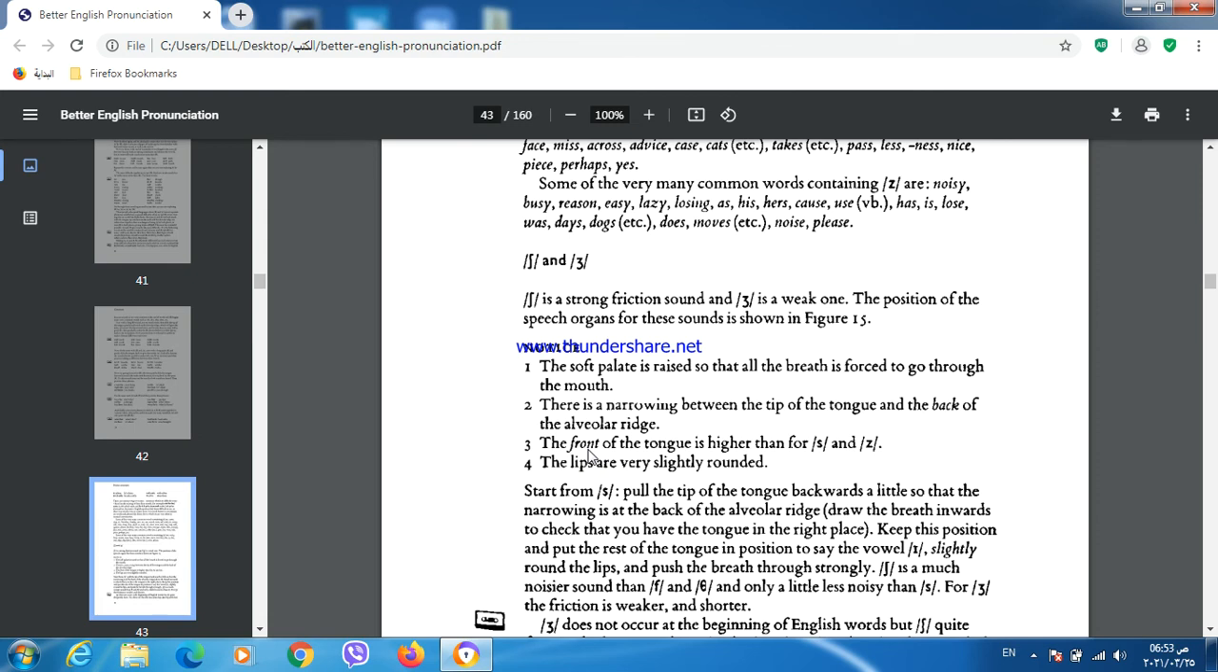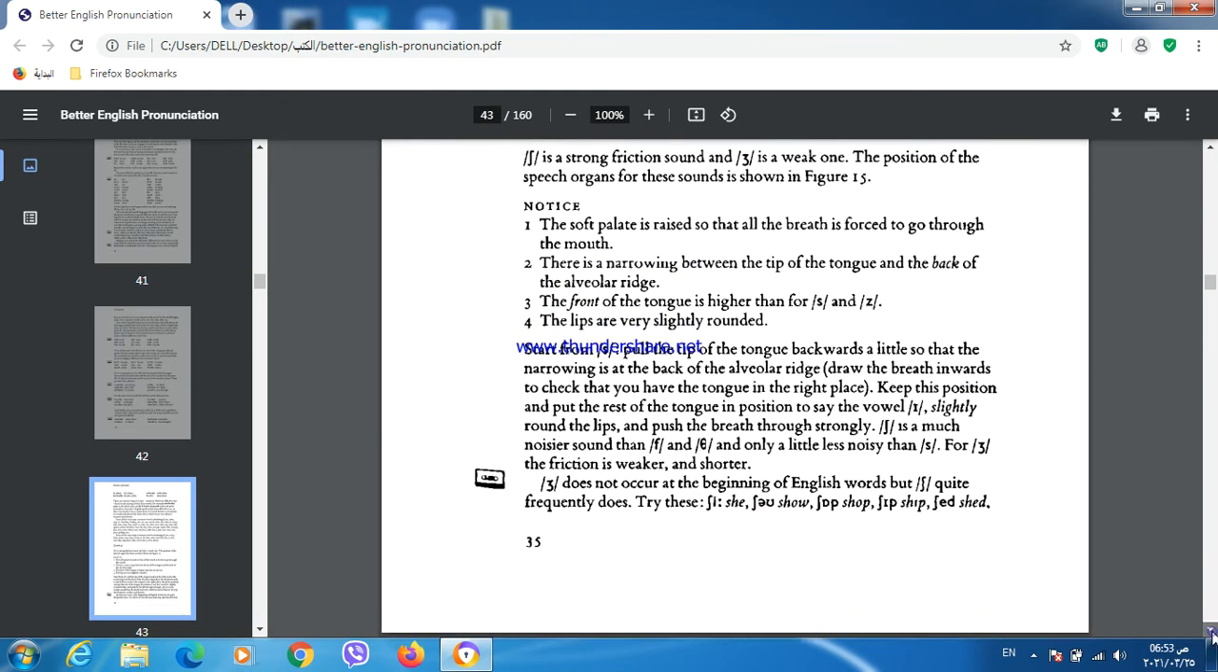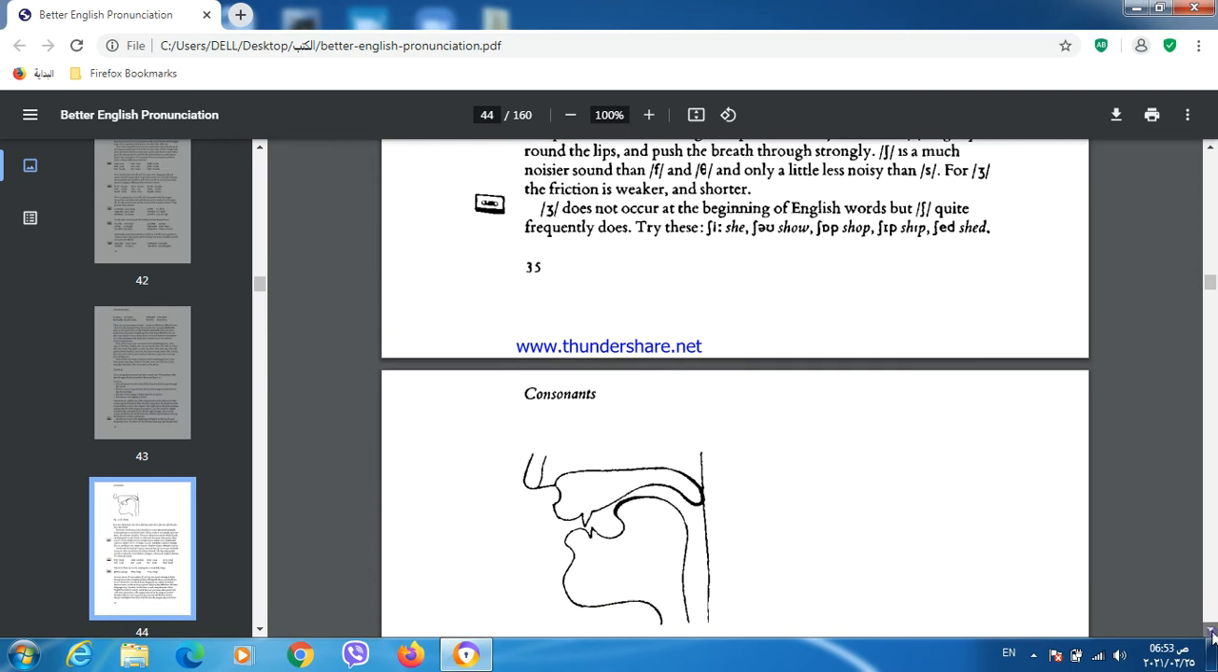Good morning, students. This recording is going to be about the last friction sounds, sh, j, and h. Now, starting with sh and j, as we explained with other friction sounds, we will start by describing the features of these sounds. Sh is a strong friction and j is a weak one. The position of the speech organs for these sounds is shown in figure 15. Look at the figure here.